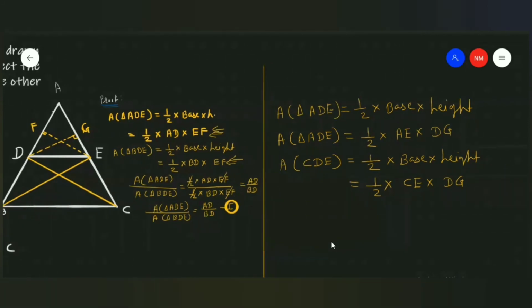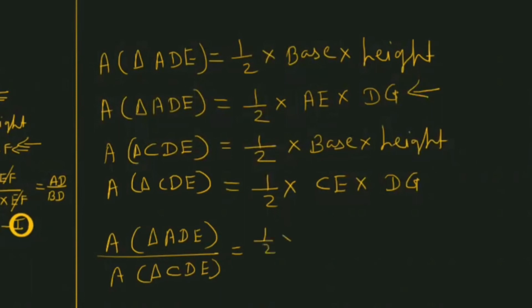Yes. So I have found both the values, and as I said, I'm going to write the ratio of these two areas of triangle. Here I have got area of triangle CDE, and let's find the ratio of area of triangle ADE upon area of triangle CDE. As we know, area of triangle ADE is half into AE into DG, and area of triangle CDE is half into CE into DG. I have just written the solved values.